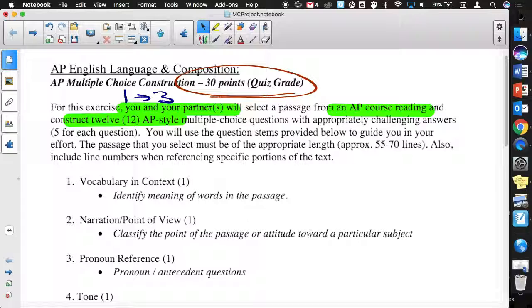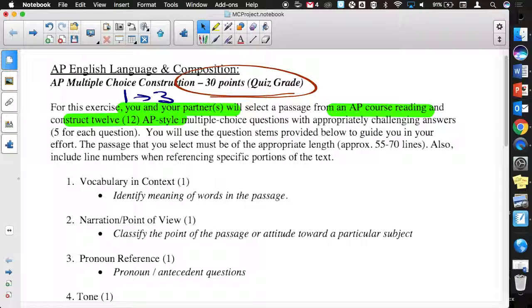Now, that's not to say you don't want to look at your old quizzes or at old AP multiple choice material, like you have on a midterm, because those are good resources to see how questions are created, and the wording and structure of them. But I want you to choose something that we have read.